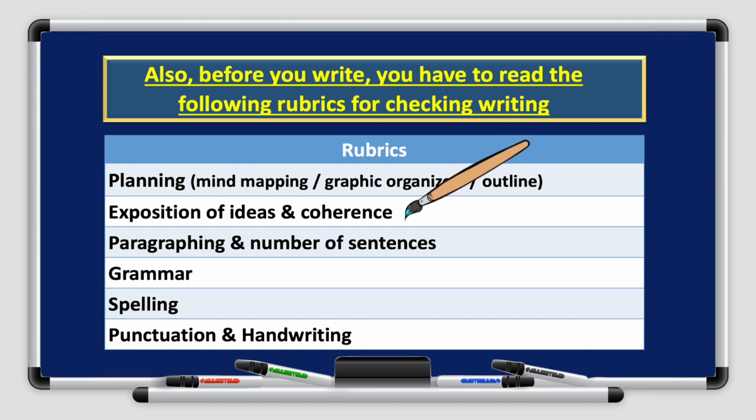So your ideas must be coherent, like a chain of thoughts. You will be graded on paragraphing and number of sentences. Do you have the correct number of paragraphs? And did you follow the correct number of sentences? You will be graded on grammar, so make sure your sentences are grammatically correct.